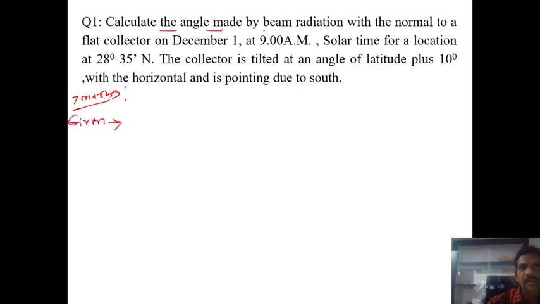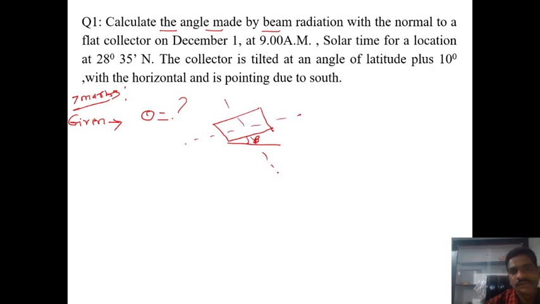Calculate the angle made by a beam radiation. Means what do we determine? We determine the value of theta here. Calculate the angle made by a beam radiation, means angle of incidence we have to determine here, with normal to a flat plate collector. Means we know that an inclined plane surface will be given. This is our collector. We know this is the beta angle, slope angle.